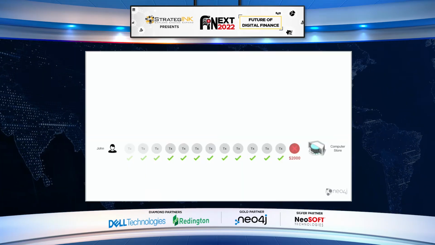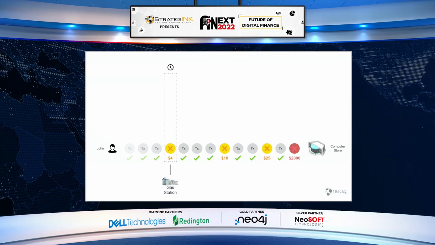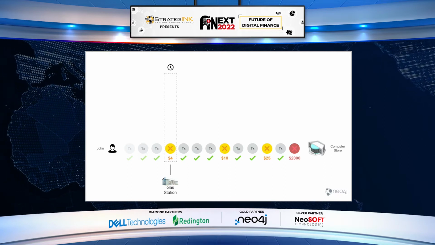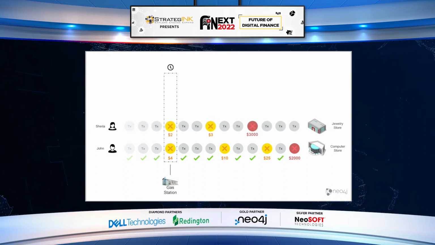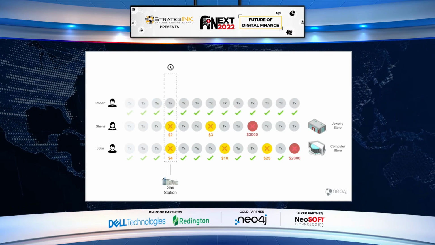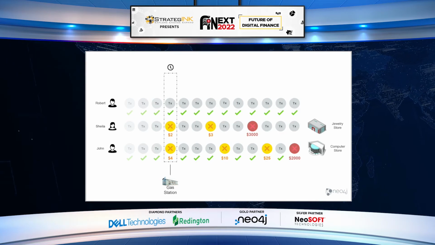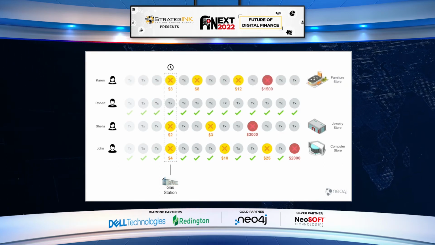A second follow-up to that would be fraud origination and assessing the loss magnitude. If you look at different patterns of frauds that have been reported at different computer stores, etc., and if you trace that back on a graph database, you would end up finding that these frauds might have a common source of origination, which in this case is a gas station.